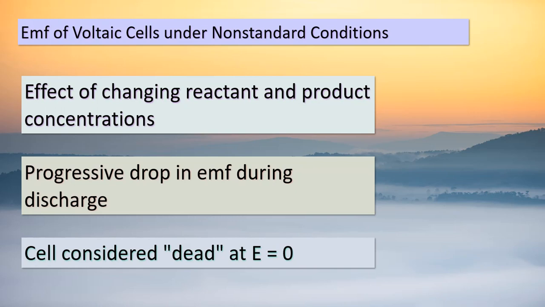Consequently, the EMF of the cell starts to decrease progressively. Eventually, the EMF reaches a point where it equals zero. At this juncture, we declare that the cell has reached the end of its energy-producing journey and is dead. But worry not, for there's more to uncover. Let's proceed to understand how the EMF generated under these non-standard conditions can be mathematically calculated. Our guide on this journey is none other than Walther Nernst, a visionary chemist from Germany, who bestowed upon us a fundamental equation that underpins the study of electrochemistry.